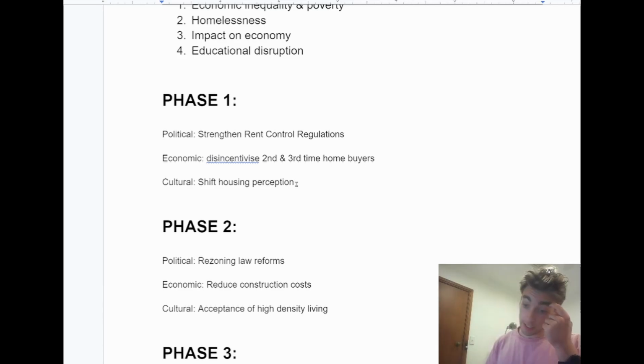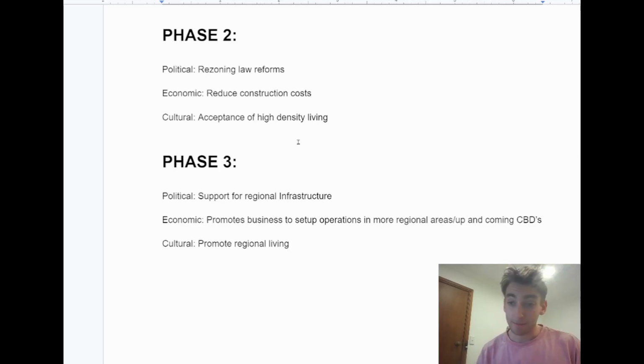The other issue with the cultural sector is that media companies need to be stopped from using the idea that home ownership is impossible, and they need to stop fear-mongering the masses into believing that. Phase 2, again, political: rezoning, law reform.